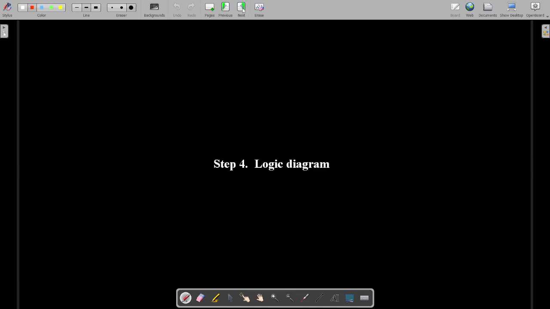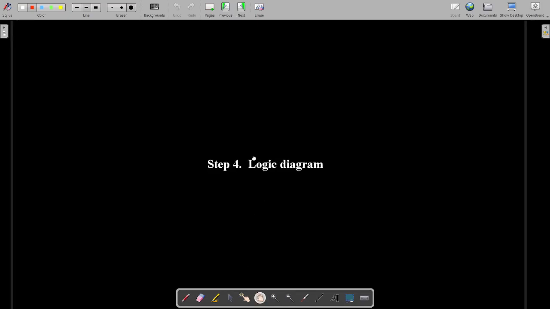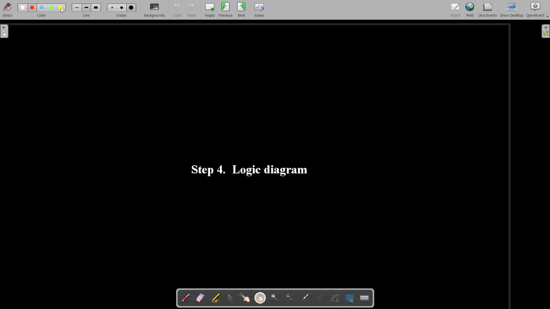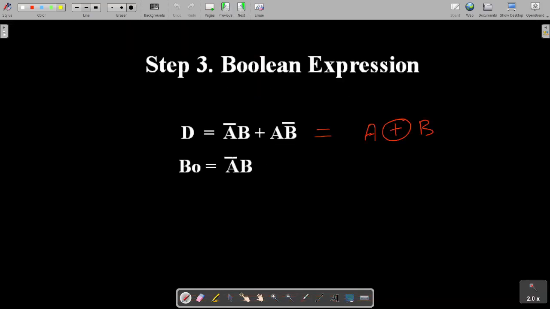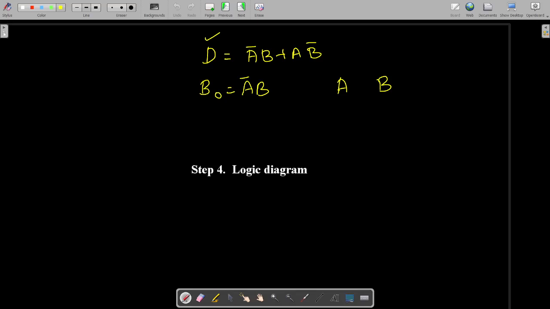Now we go for the next step, which is drawing the logic diagram. For drawing the logic diagram, the Boolean expressions are important. D is equal to A bar B plus A B bar, right? We have two inputs A and B and two outputs. The second output is B naught, that is A bar B. So from the Boolean expression, how do we draw the logic diagram? You draw two lines from here.